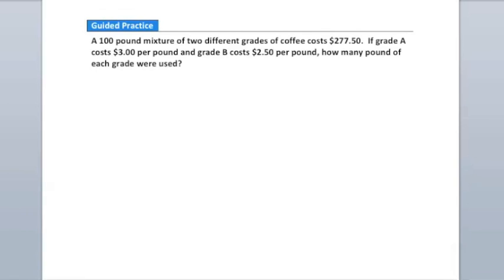Well, we have our two unknowns. We have this grade A coffee, so we have the pounds of grade A. And now we're used to usually using X and Y, so I'll go ahead and call that X. We could have called it A. That would have made a lot of sense here too. And then we also have pounds of grade B. So we'll call that Y. Okay, now we're looking for our two equations.